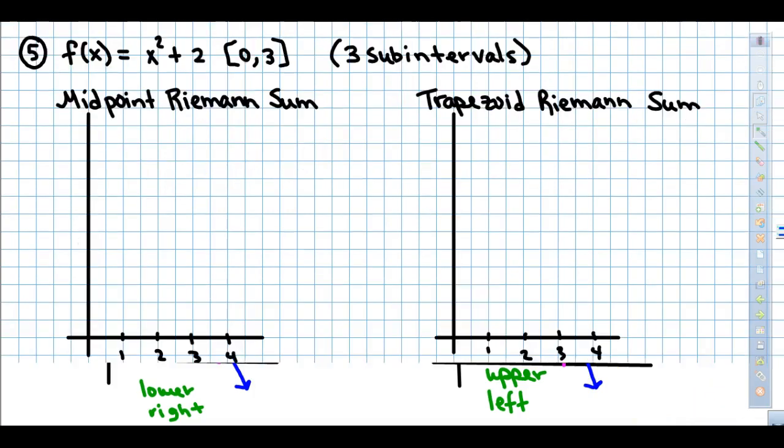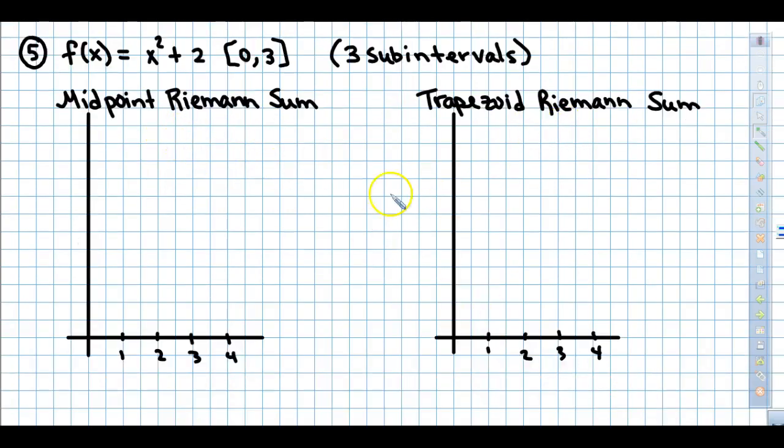Real quick, let's move on. Okay? Let's do midpoint and trapezoid. Same function, same intervals. Okay? So let me sketch those real quick. 0, 2, 1, 3, 2, 6, and then 3, 11. 1, 2, 3, 4, 5, 6, 7, 8, 9, 10, 11. Okay. All right, so the midpoint Riemann sum.